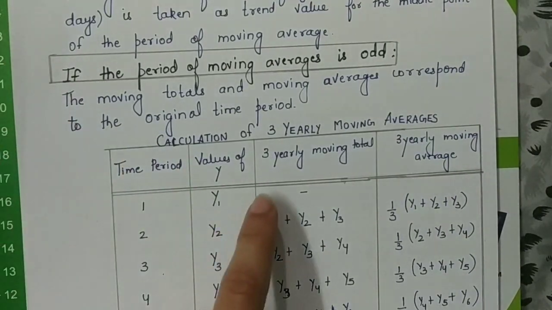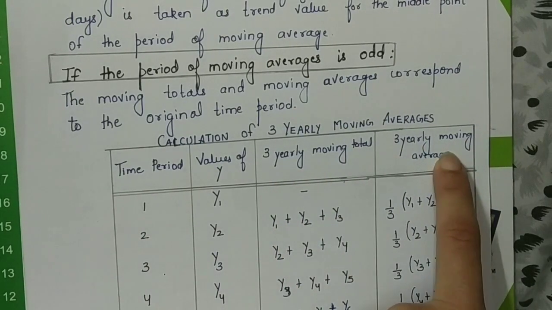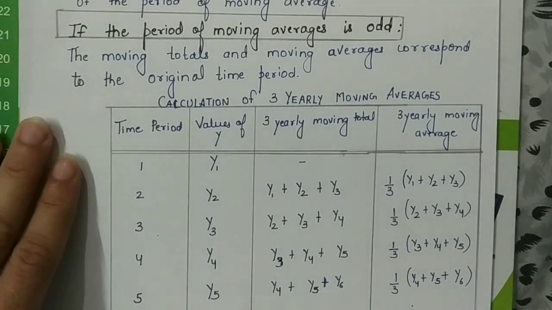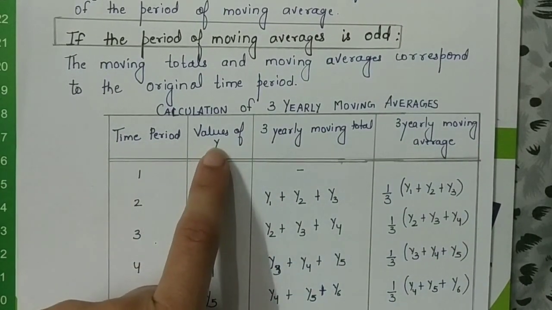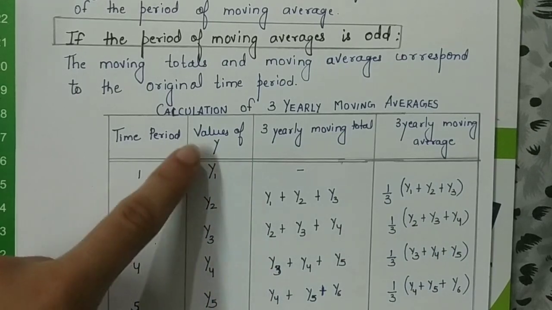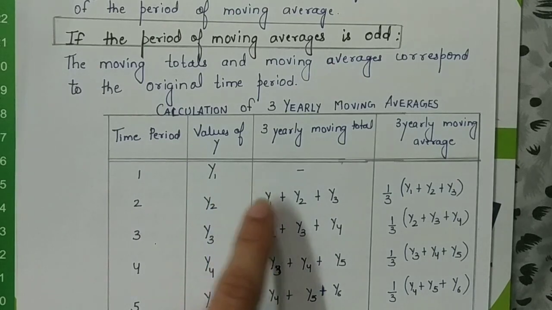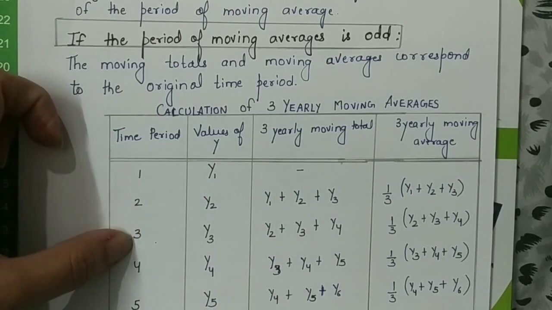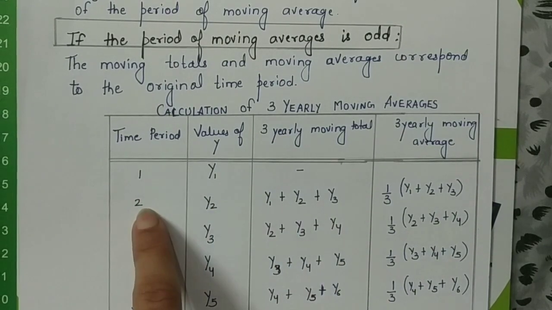First of all, you will be calculating the moving total, and then you'll be averaging the total that you just calculated. You will be making four columns. The first column is the time period. The second column will be giving you the values of the variable that you are studying. Now you will take the total of the first year, second year and the third year and place it in front of the middle year, that is the second year.